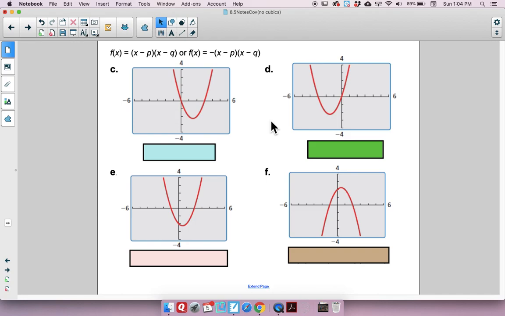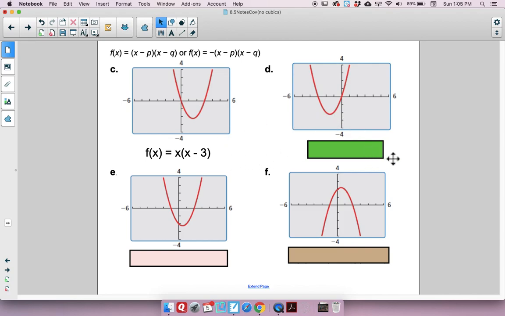Which one would this be? Well, C, it looks like we have intercepts at 0 and at 1, 2, 3. It opens up. So it would be x and x minus 3. Okay. Yeah, let's just leave it at that for right now.